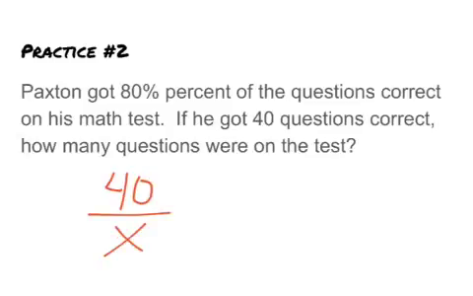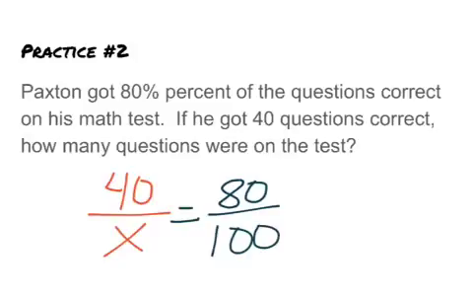But we do know that this fraction or this ratio is equal to 80%, because it tells us he got 80% of the questions correct. So let's set that equal to 80%, or the fraction of 80 over 100. Okay, so we're looking for a relationship then within or between the ratios.